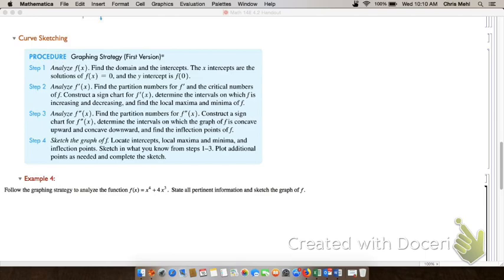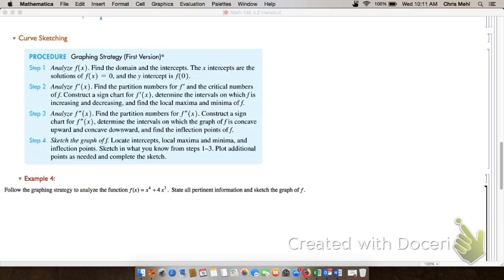So, the procedure in this graphing strategy, it's really a 4-step process. The first 3 steps are just analyzing the original function, the derivative, and the second derivative. For the original function, you can find the domain and the x and y intercepts. Step 2 would be analyze the derivative, so find the partition numbers for f prime and the critical numbers. Construct a sign chart, which would allow you to find intervals of increase and decrease, and then tell you where your local maxima and minima are.